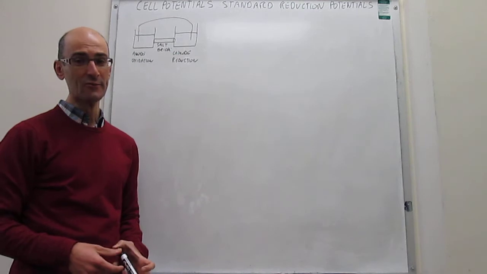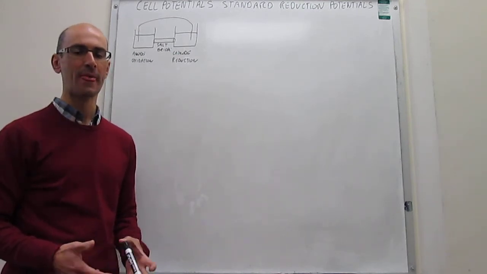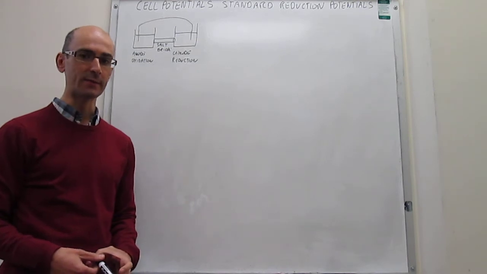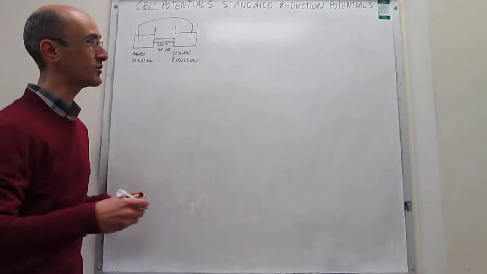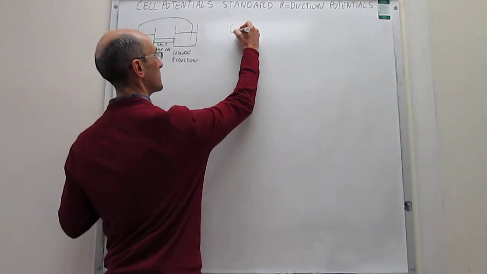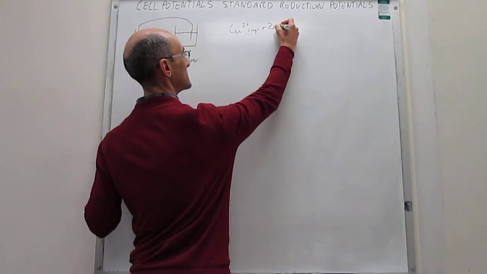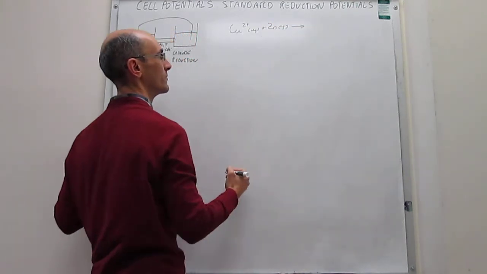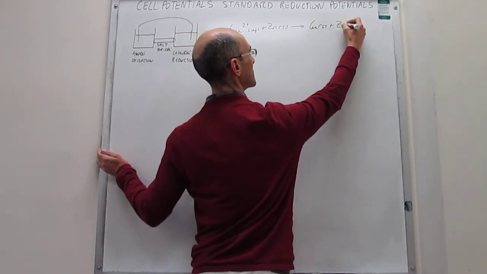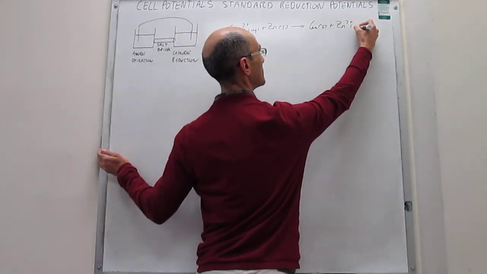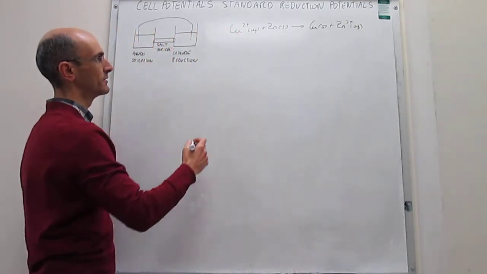In this video we illustrate cell potentials by doing a couple of numerical examples. The first one is to determine the standard cell potential for the following redox reaction. It's going to be copper 2+ reacting with solid zinc to generate copper solid and then zinc 2+. And again, our goal is to determine the standard cell potential.